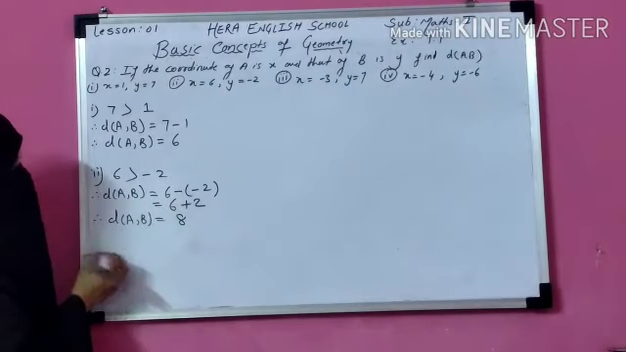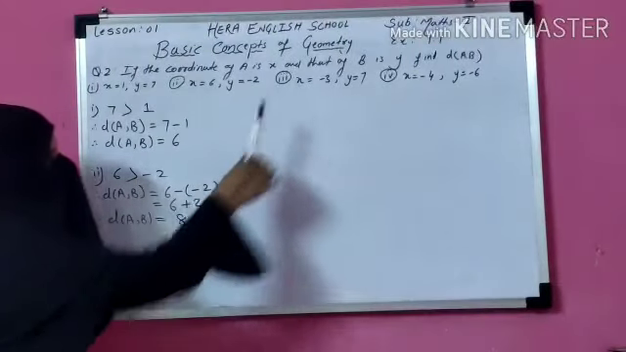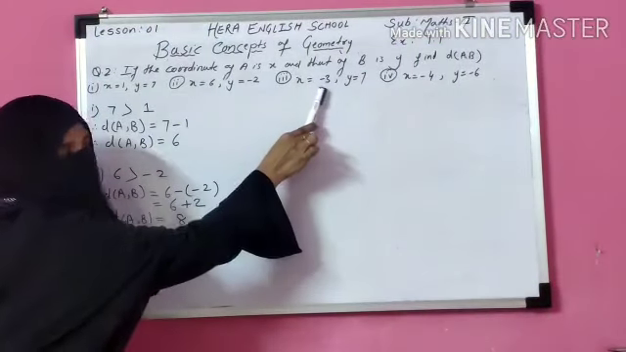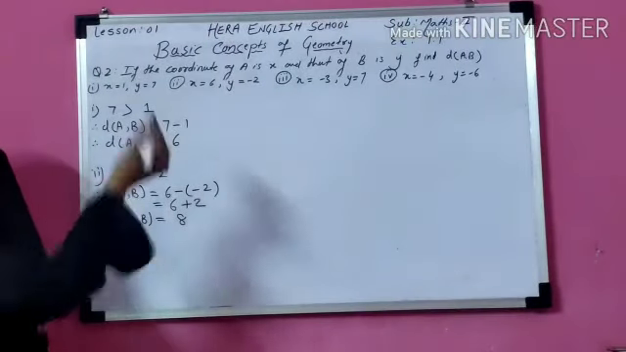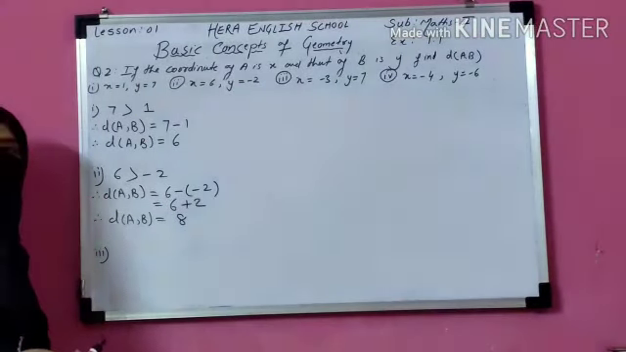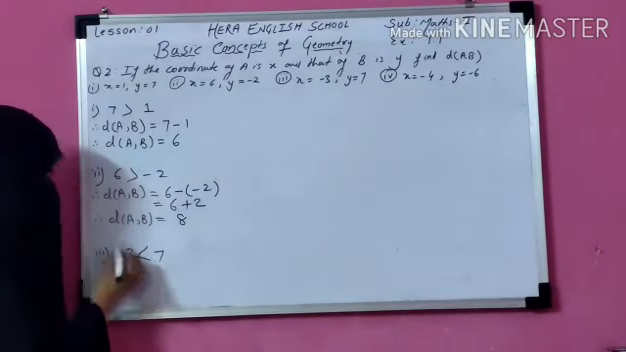Next, the third one. Coordinate of A is -3. Coordinate of B is 7. So -3 and 7, which coordinate is greater? Yes, 7 is greater. So 7 is greater than -3.